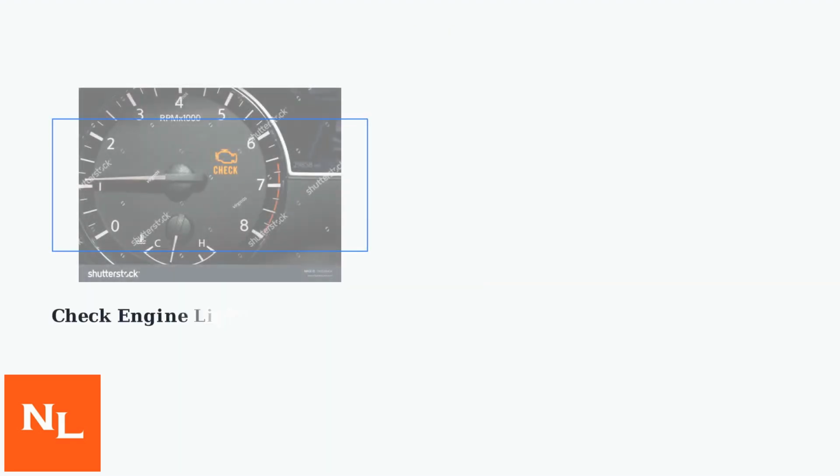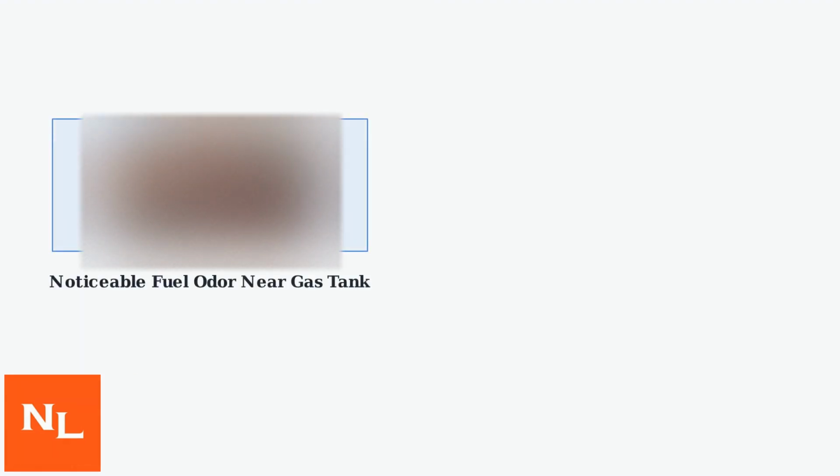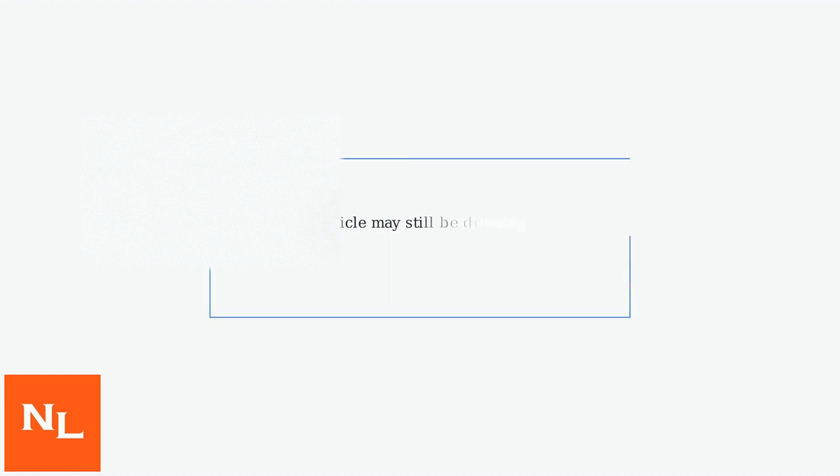The most common symptom of a P0440 code is the illumination of the check engine light on your dashboard. You might also experience a rough engine idle. Reduced fuel economy is another possible symptom, or a noticeable fuel odor, especially near the gas tank. In many cases, the vehicle will still be drivable, but ignoring the issue can lead to more significant problems, including failing an emissions test.